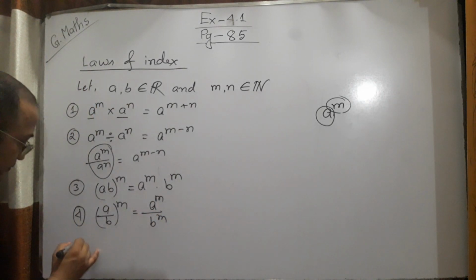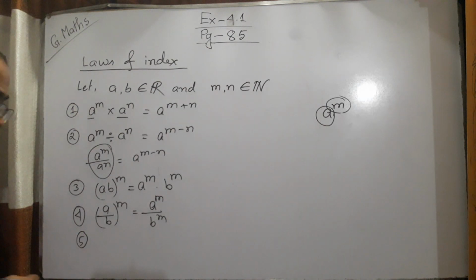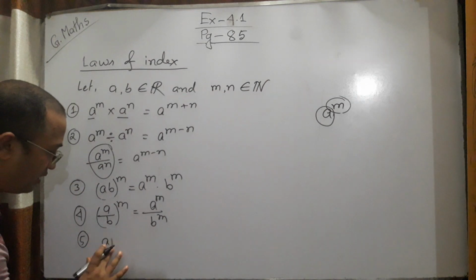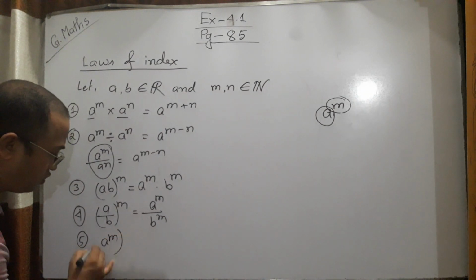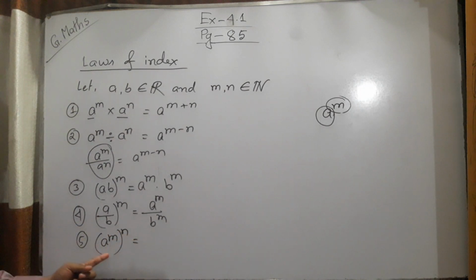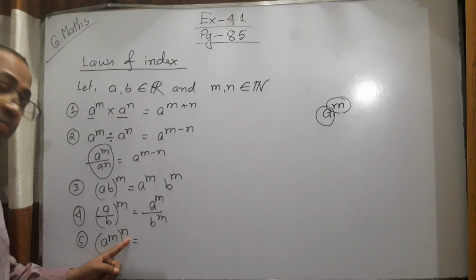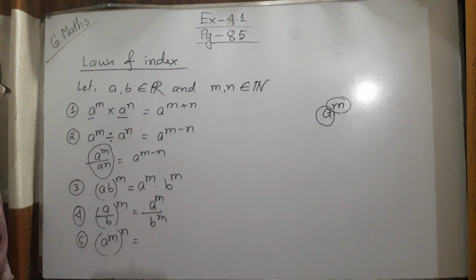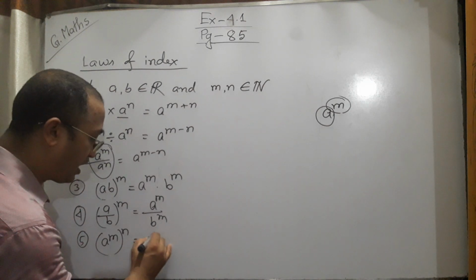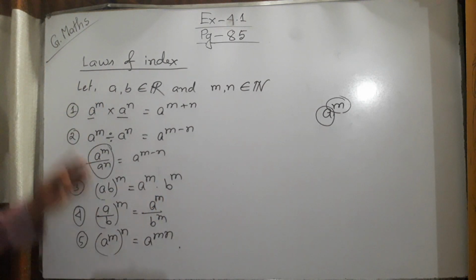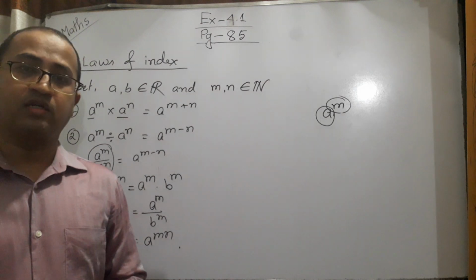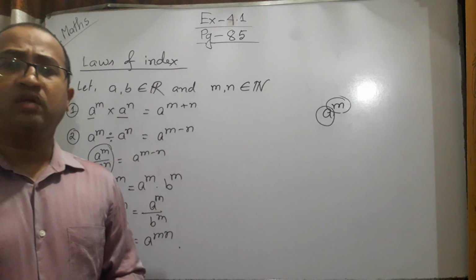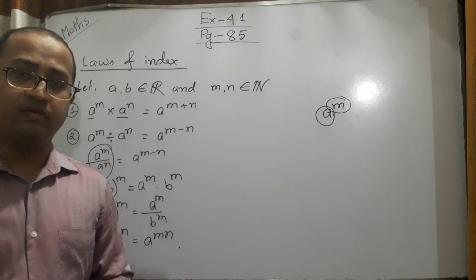The last one, look, that is a to the power m whole to the power n. Power of power. These two powers we will multiply. It will be a to the power mn. So these 5 are the laws of the index. You should keep them in your mind. When we solve the maths, you should apply them.